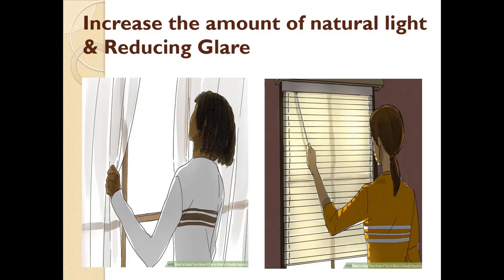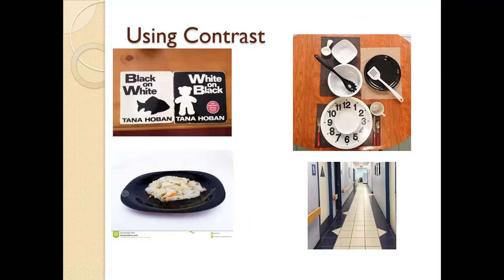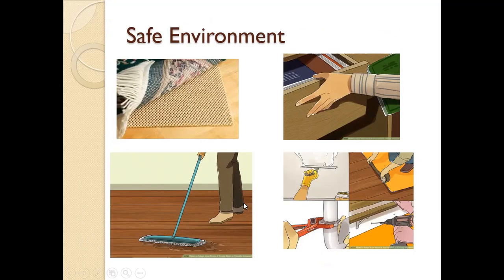And if they have glare, we have to reduce it by putting some curtains like this. So I'm using the contrast for children. See, this is a black plate with the white food. Then it will be easier for them to take it and eat. So giving them contrast things is useful even for walking and for books also. So this will be very useful.